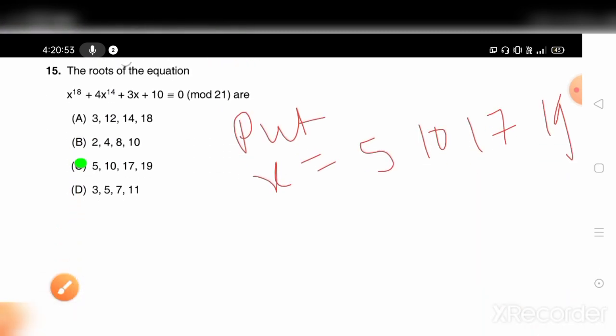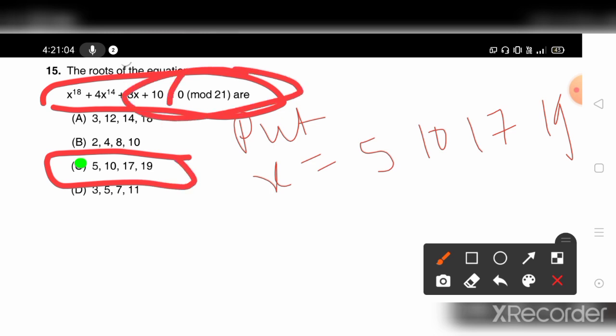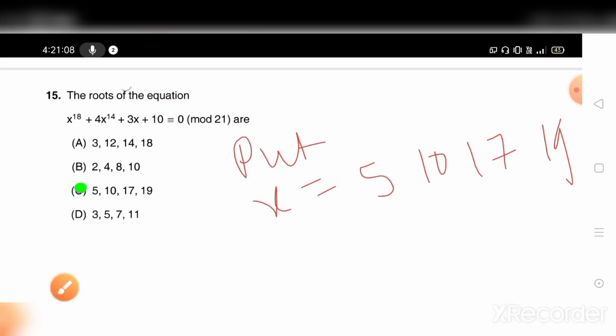The roots of the equation x raised to 18, here given, put x equal to 5, 10, 17 and 19 and it satisfies this value. Here the remainder is 0, so option C is correct.